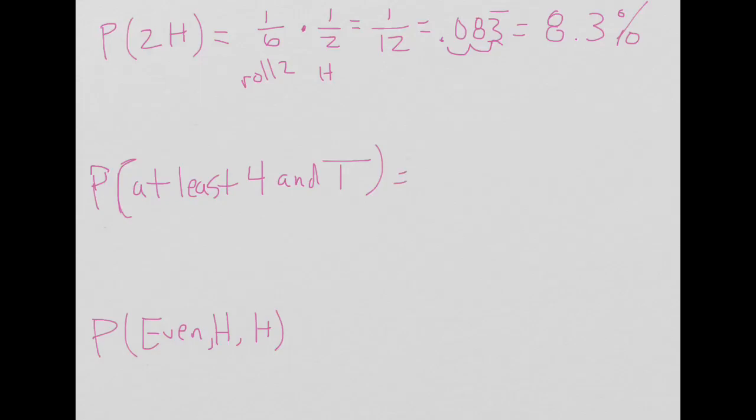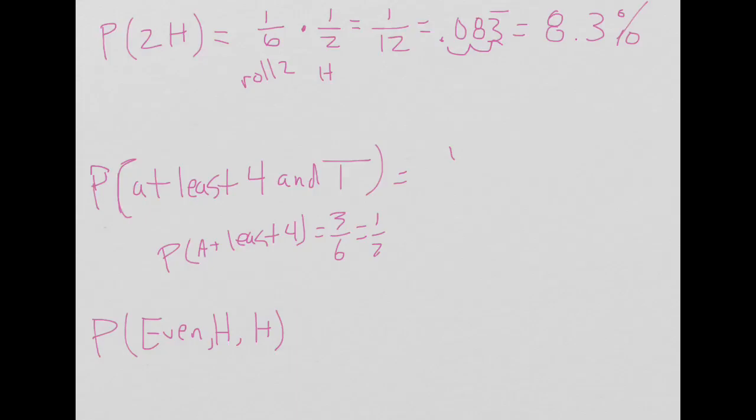Cool. Second one, probability of at least a 4 and a tails. Same idea. Figure out the probability of at least a 4. Think back to that last problem we did. Probability of at least a 4, well, that means we can get a 4, a 5, or a 6. So there's 3 ways we can do that. So we're going to get 3 out of 6, which is 1/2.